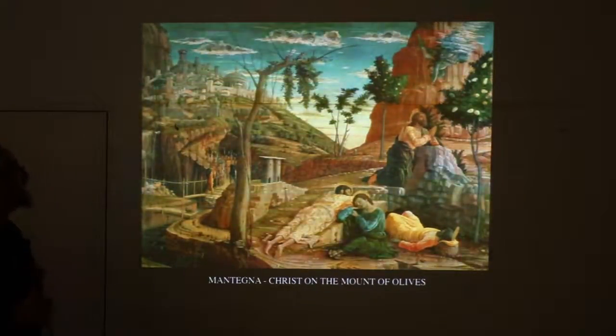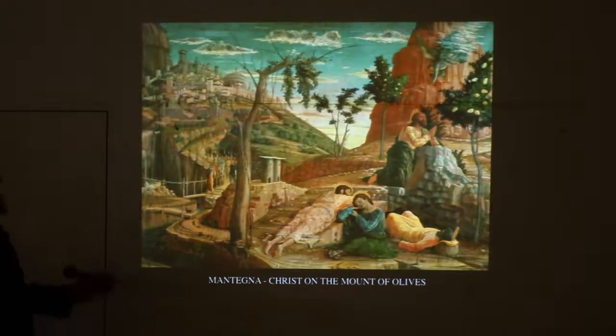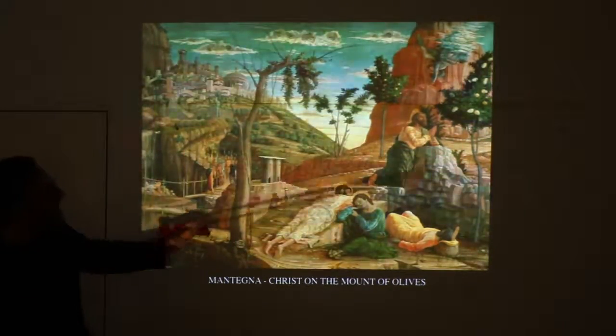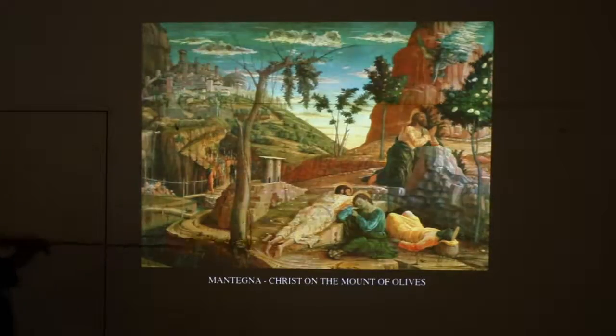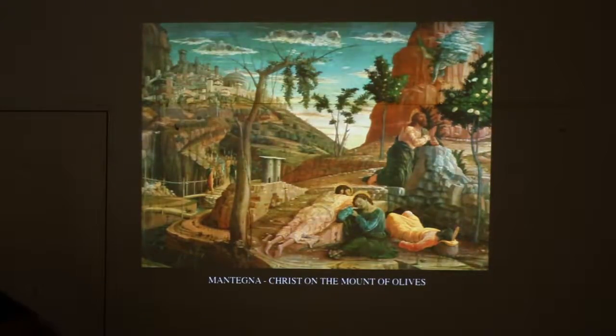Still in the Italian Renaissance, now we are at Mantegna, and Christ on the Mount of Olives. Here's Christ praying while his 3 disciples have fallen asleep. He's on the Mount of Olives, and an angel has come down from above. And you have this beautiful landscape while the Romans come to take Christ any moment now.